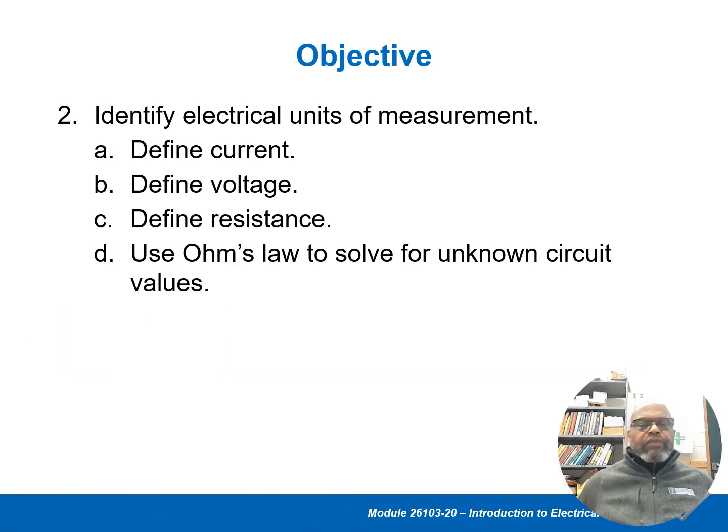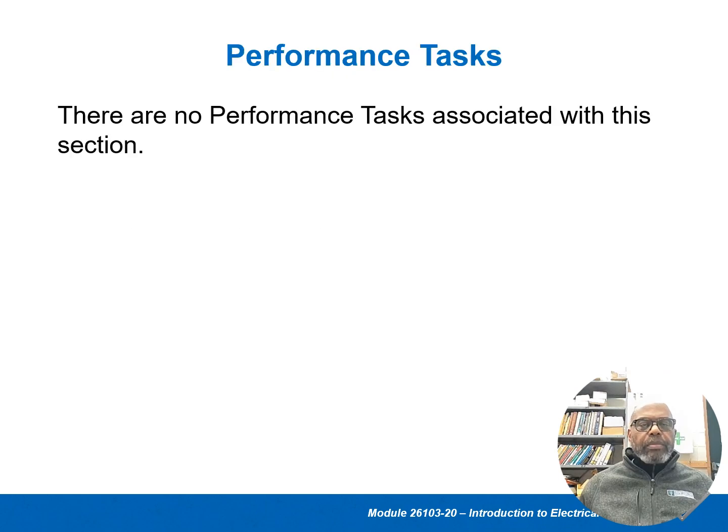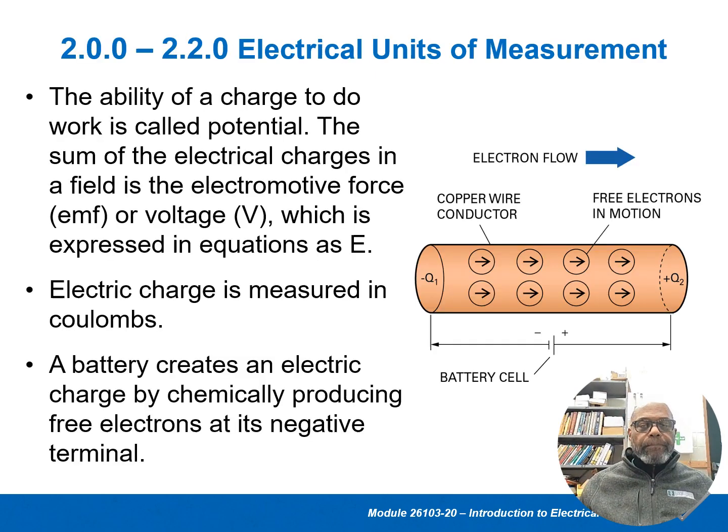So the objective: we're going to define current, define voltage, define resistance, and we're going to talk about Ohm's law to solve unknown circuit values. There's no performance test, but in class we will talk about and actually work out some problems with Ohm's law. The very first thing we're going to look at is the units of measurement.